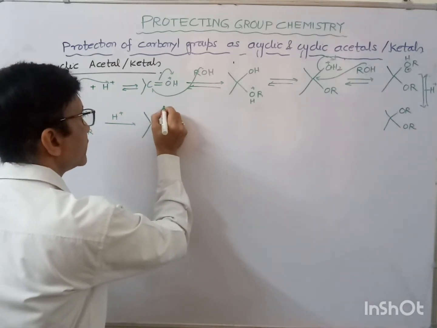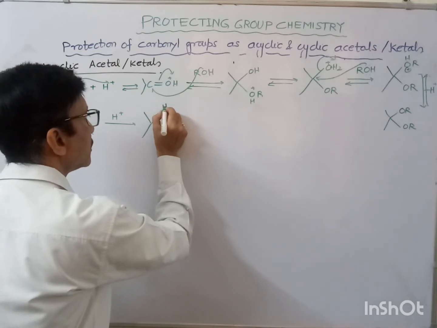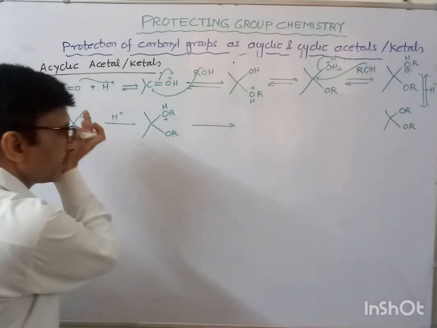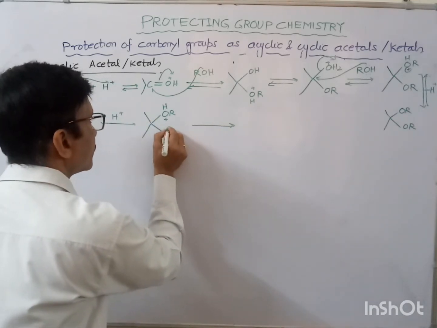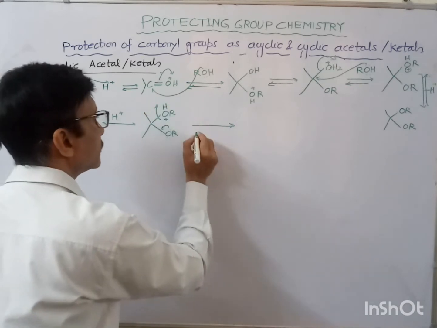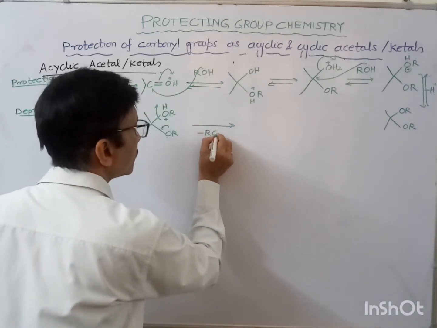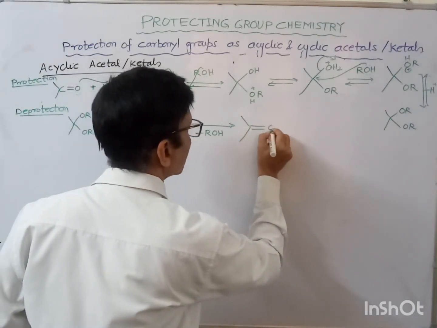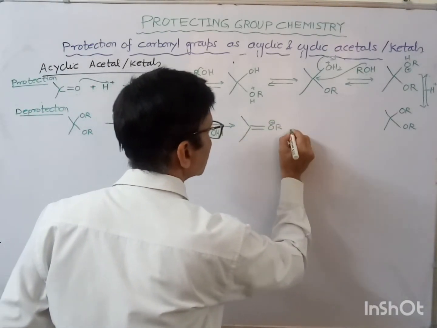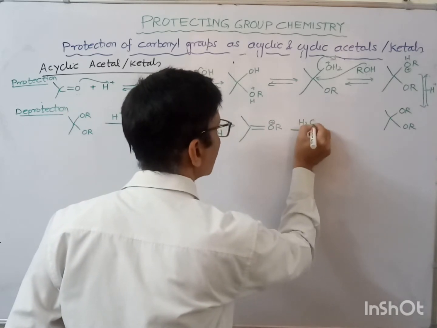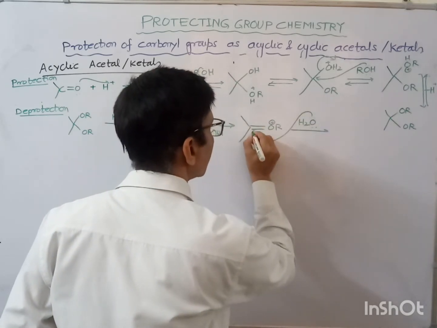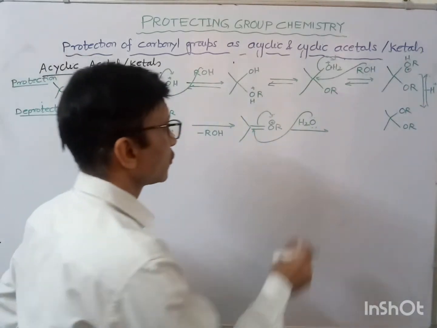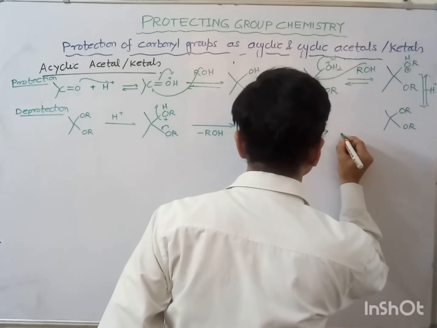This will be protonated. And in the next step, this alcohol being a leaving group will leave out. Okay, and what will we have? Now this H2O as a nucleophile will attack this electrophilic center, and the positive charge will be neutralized.